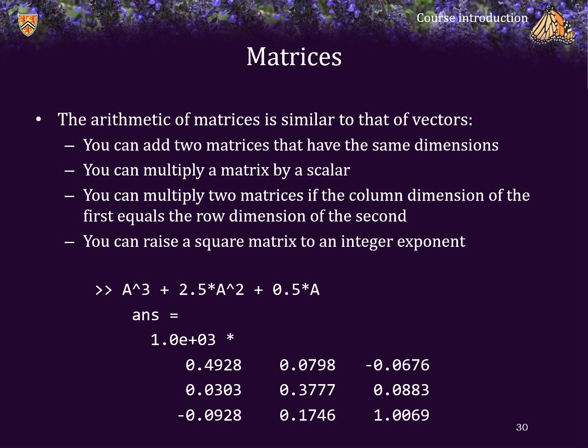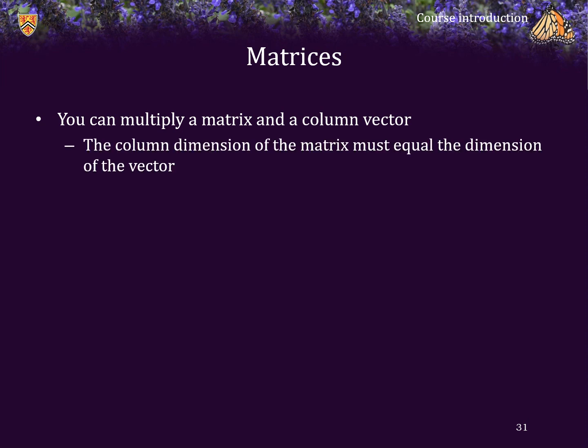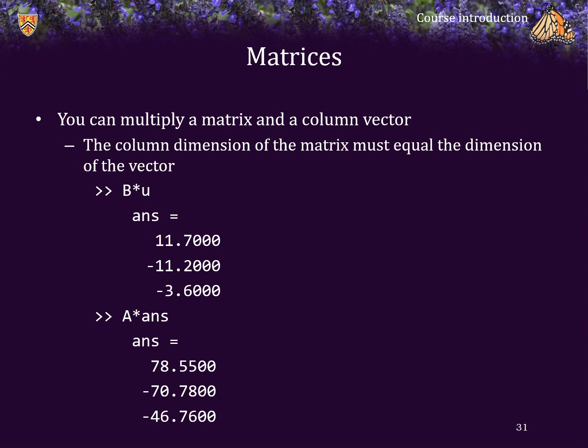You can also multiply a matrix and a column vector. Now, the column dimension of the matrix must equal the dimension of the vector. So you'll recall that B was a 3 by 4 matrix and U was a 4-dimensional vector. Therefore, multiplying these two will give a 3-dimensional vector. And that's what we get. Notice that the result is assigned to ans. You'll recall now that the matrix A was 3 by 3, and this is a 3-dimensional vector. Consequently, multiplying this result by ans gives us the vector we see here.